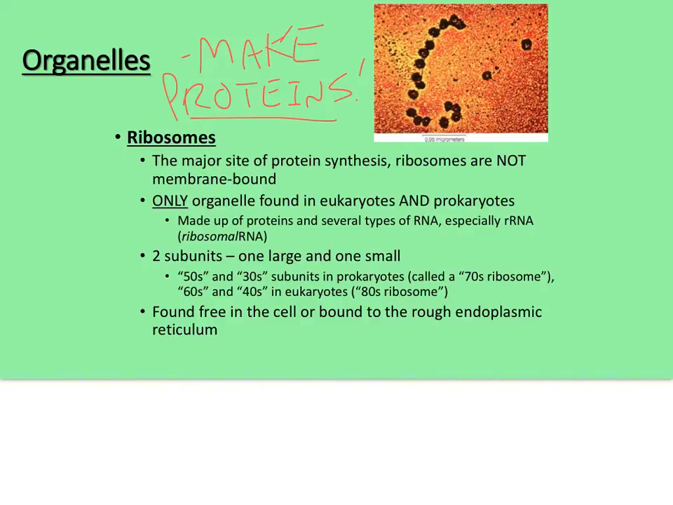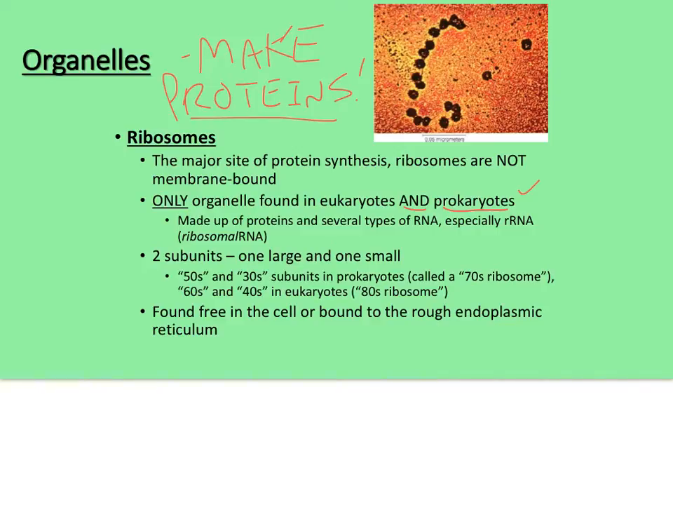But for now, you don't really have to know how they do it, but you've got to know that they make proteins. So it's the major site of protein synthesis. Ribosomes are a solid structure. They're not a membrane enclosed structure like a bag. They're actually solid. And so this is the only organelle that we do find in eukaryotes and prokaryotes. So basically, this is the only organelle that prokaryotes have.